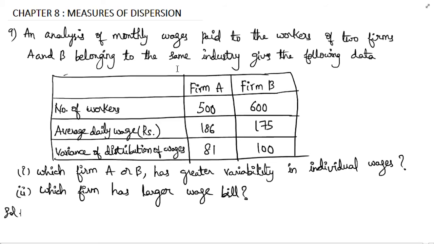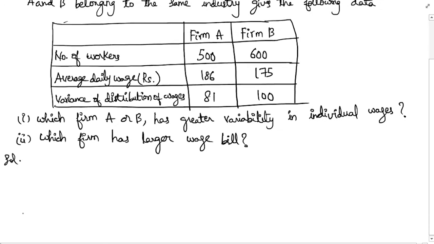Okay, now the ninth question. Here it's given that an analysis of monthly wages paid to the workers of two firms A and B belonging to the same industry gives the following data. Now we have to find which firm, A or B, has greater variability in individual wages, and the second bit is which firm has a larger wage bill. Okay, so now we'll go to the solution of this.